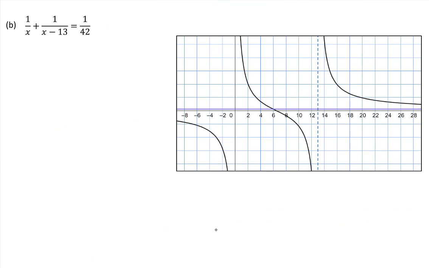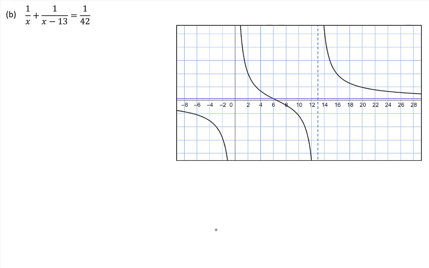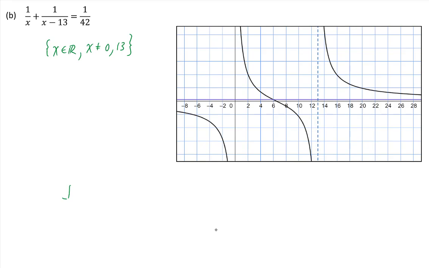So this one I'd approach a little bit differently. Before you cross multiply, you need to simplify the left-hand side to get a single term. So that means finding a common denominator and then simplifying the expression. So again, first off, remember we're going to state our domain. So we know that x can be any real number. However, x cannot equal 0 and cannot equal 13. All right, so let's rewrite this equation. So we have 1/x + 1/(x - 13) = 1/42.